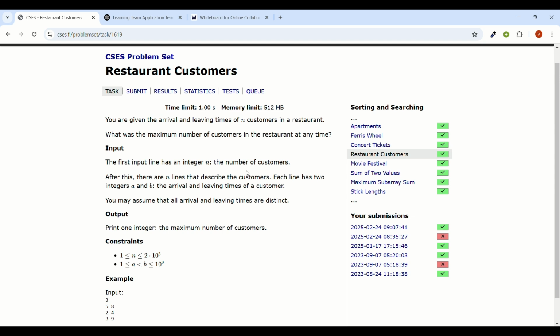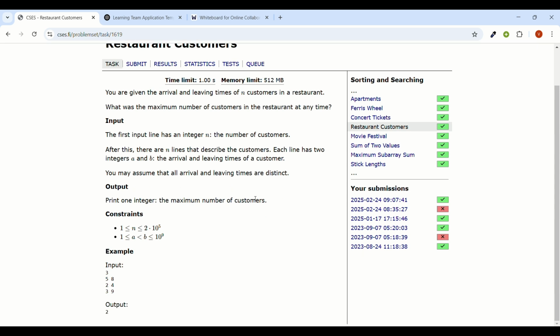Input: the first input line has an integer n, the number of customers. After this, there are n lines that describe the customers. Each line has two integers, a and b, the arrival and the leaving time of a customer. You may assume that all arrival and leaving times are distinct. In output, we have to print a single integer, the maximum number of customers.